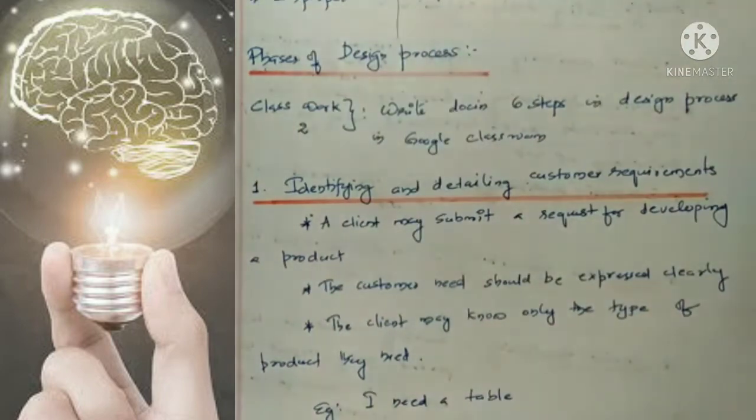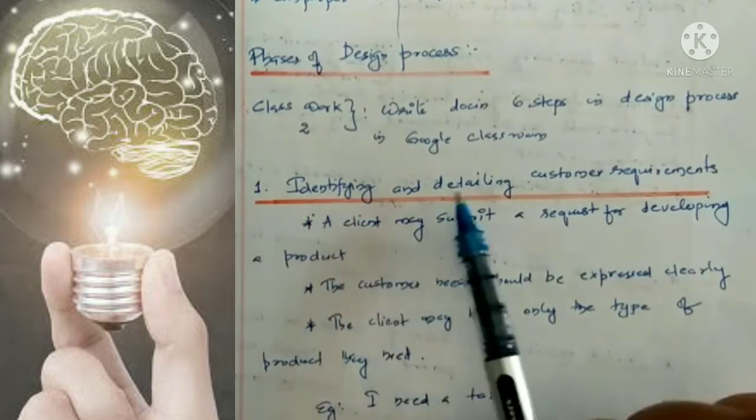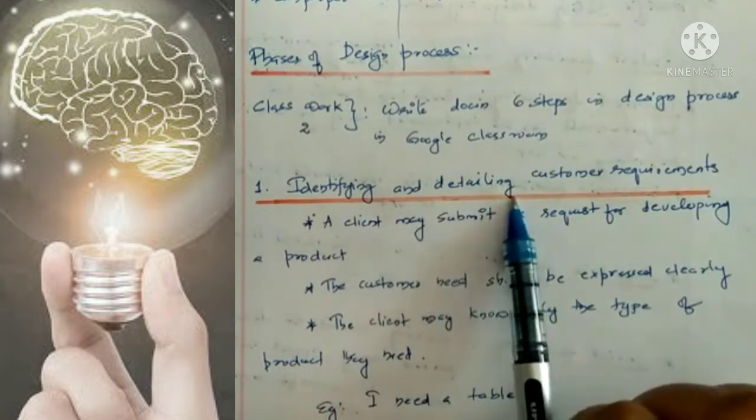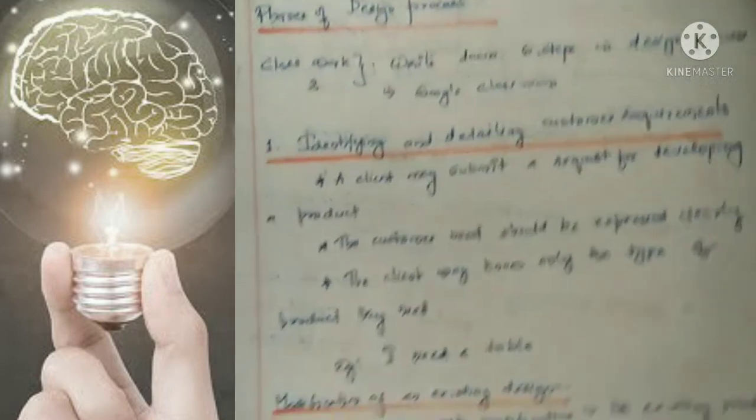So the designer should ask what type of table your requirement is, for what purpose you are using the table, whether it is for studying purpose or keeping something there, what are the dimensions required, how much space is available for the table. So we need to identify the problem. So identify the requirement, and the requirement should be as detailed as possible. Then only the design will be proper.